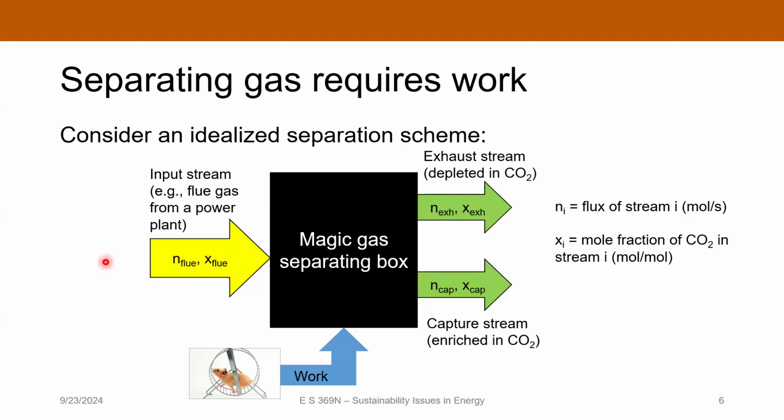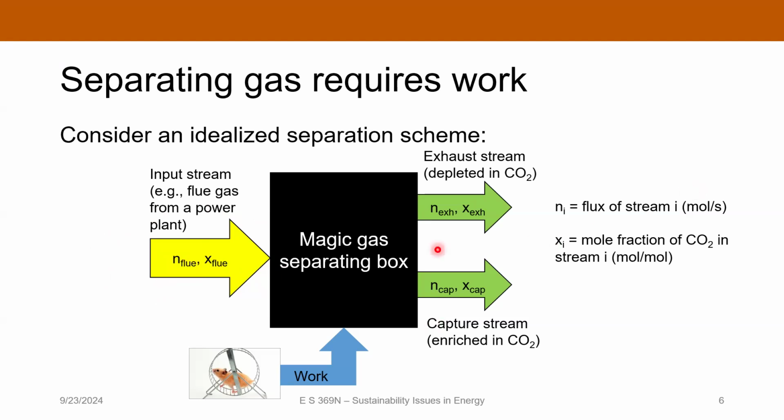So here's how we're going to design our idealized separation scheme. Okay, so we've got some input here, which is a mixture of carbon dioxide and other stuff. So one way of thinking about this could be the flue gas from a power plant, okay? Now, it's got a certain flux, we're going to call that N, and that is in moles per second.